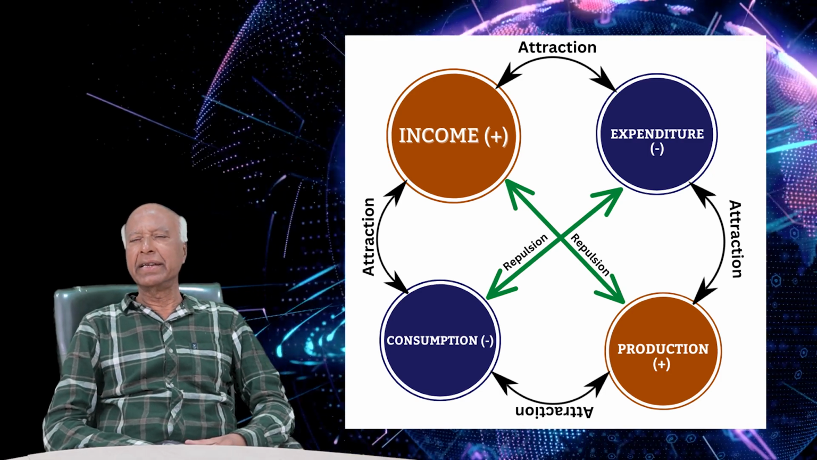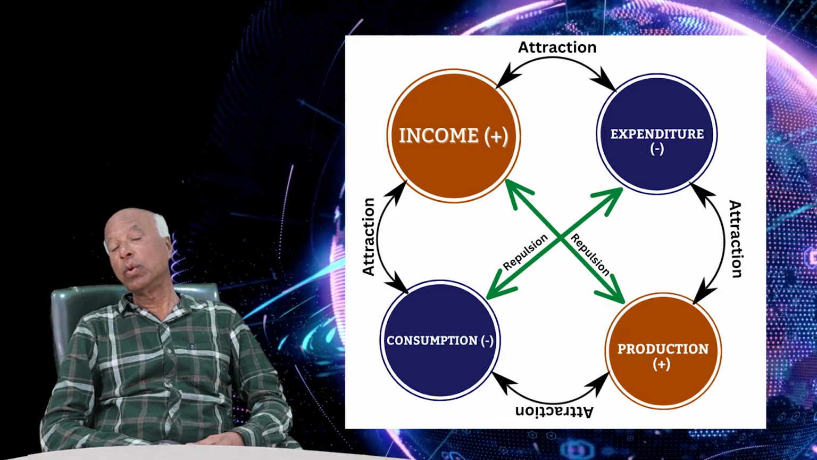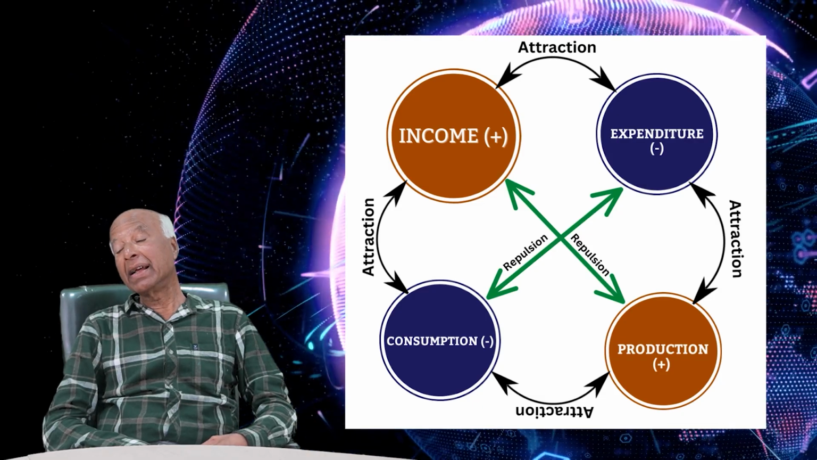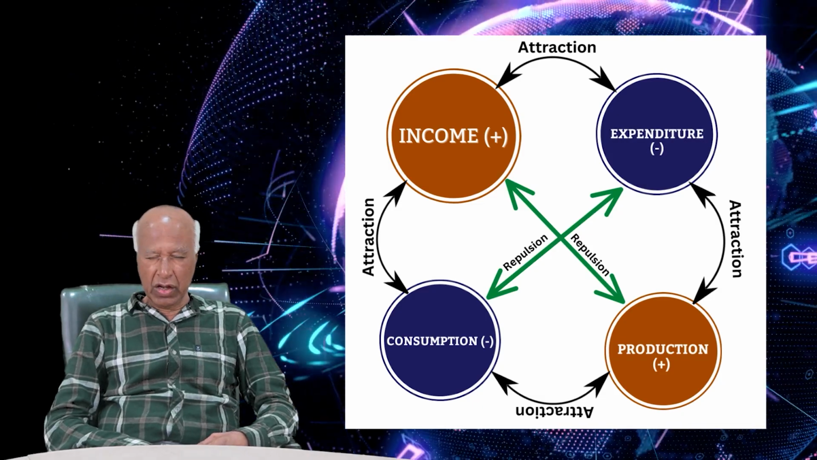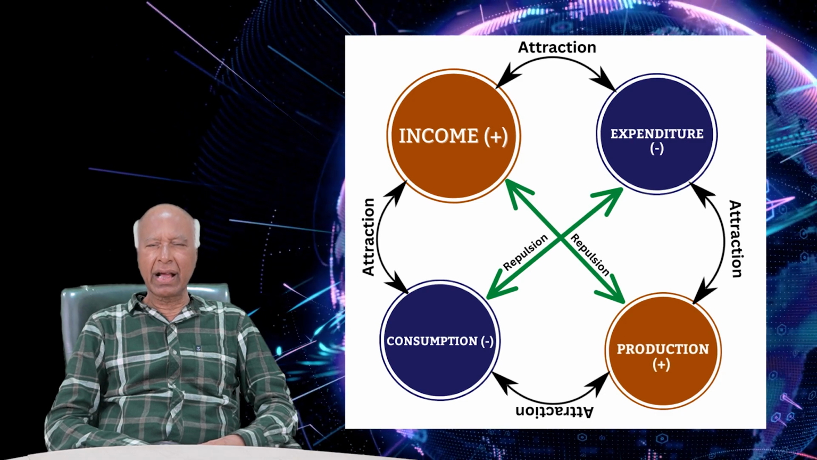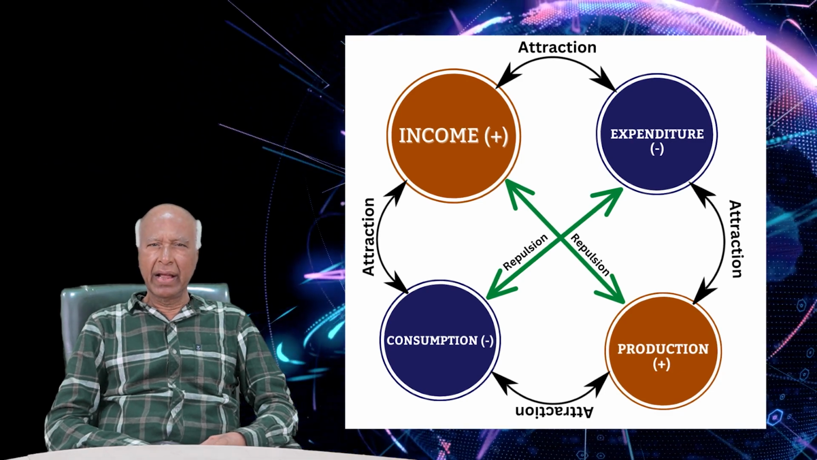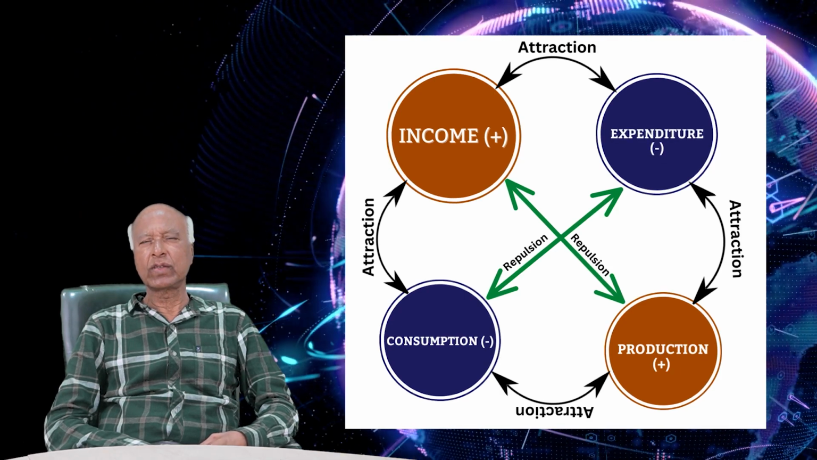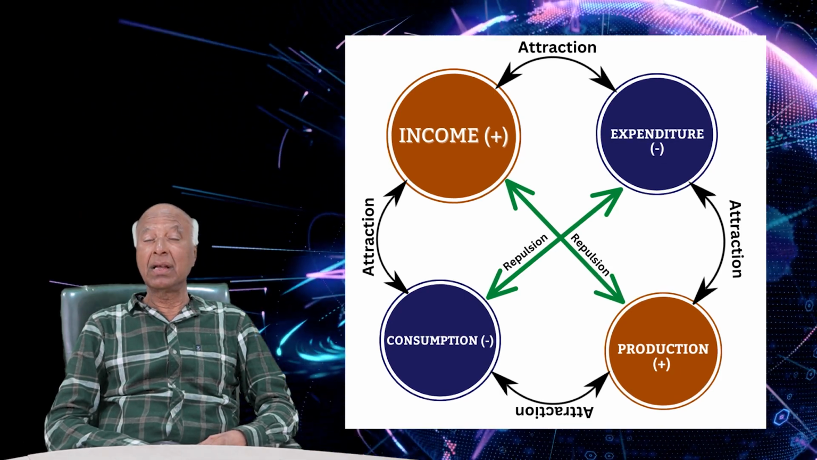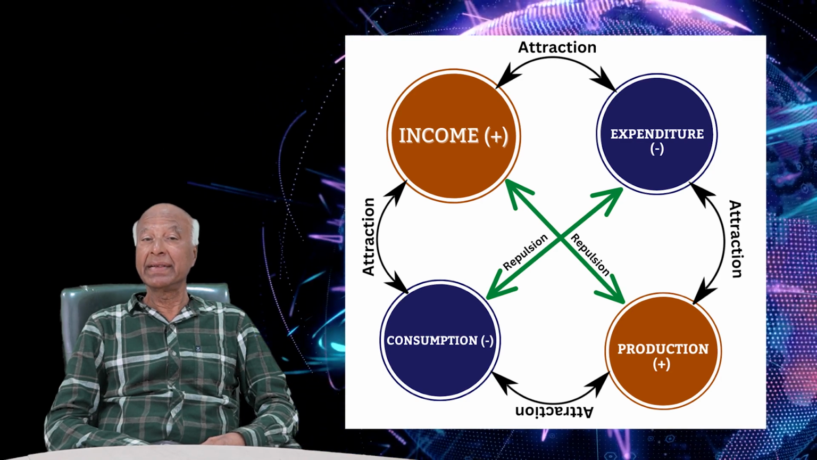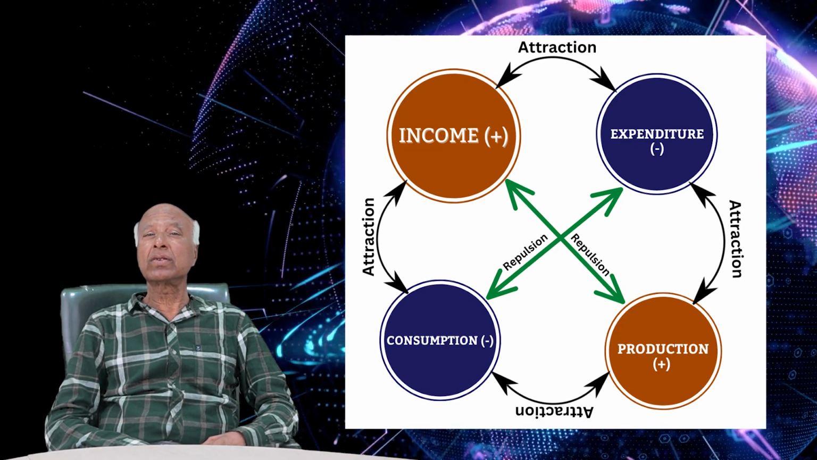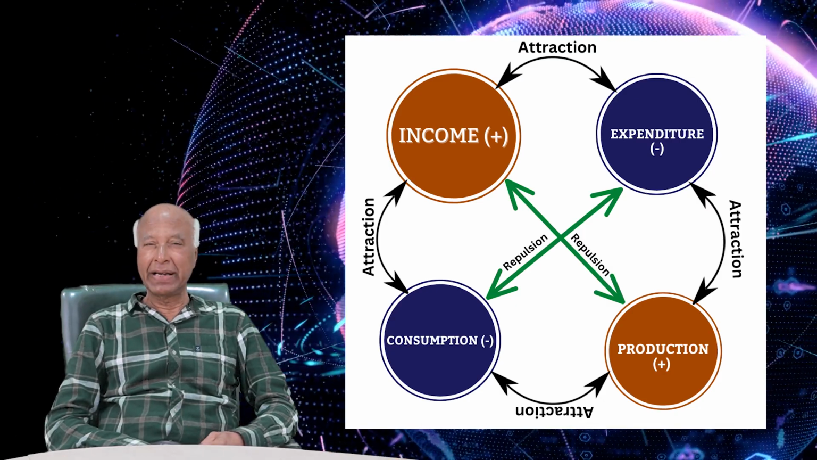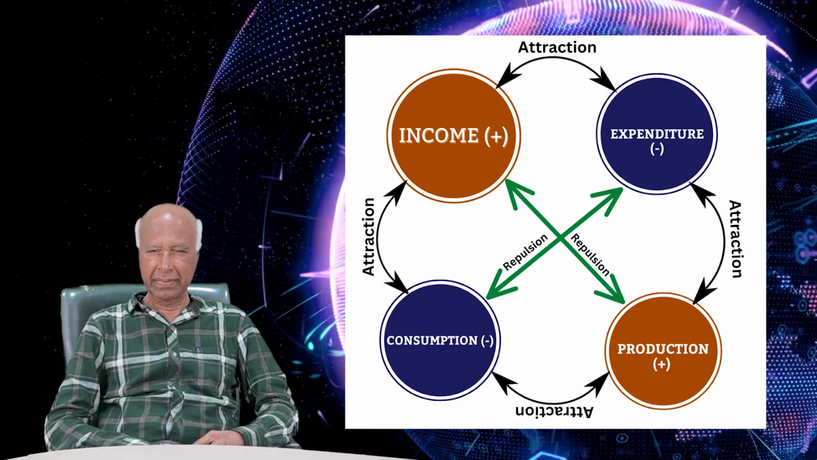Now on the other side, you will find there are two poles of production and expenditure. Now production I have given the plus side and expenditure the minus side. Now what does this plus and minus signify? That for the purpose of production, you have to incur expenditure. That is the cost of production.